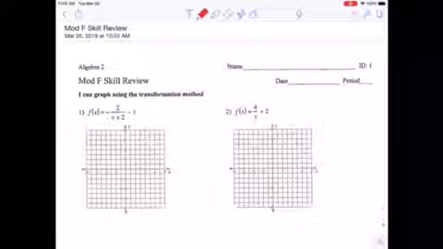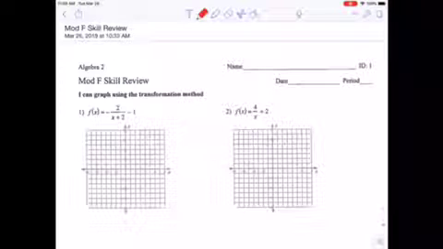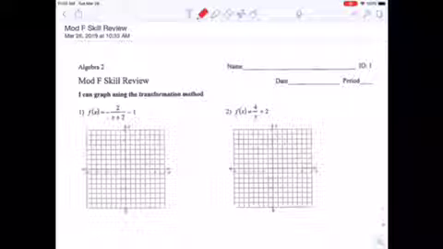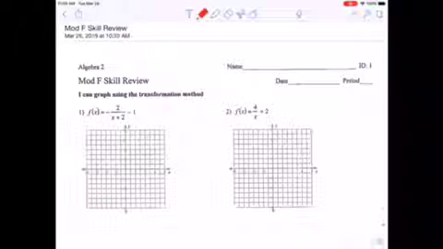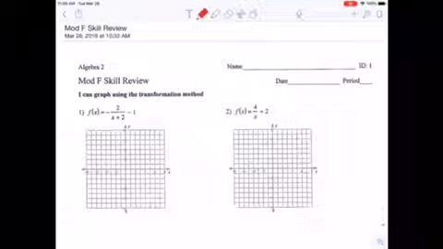Hello, Algebra 2ers. You are studying for your Mod F test, which is coming up, and you're probably looking at some of these problems going, how in the heck do I do these? Well, we're going to go through these problems. First off, the first page, graphing.